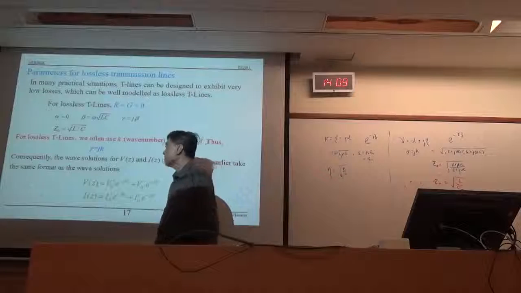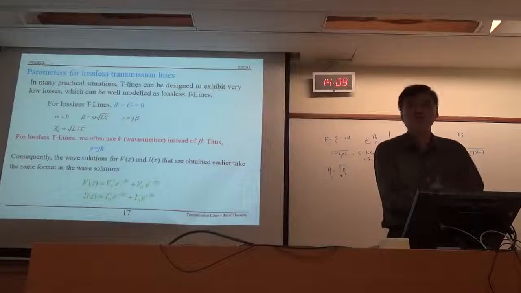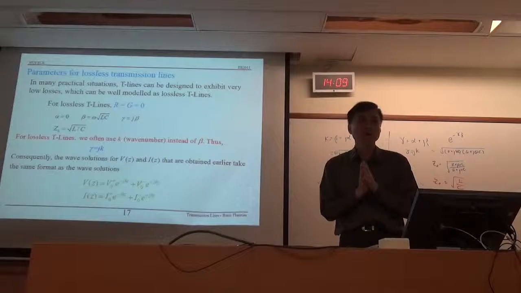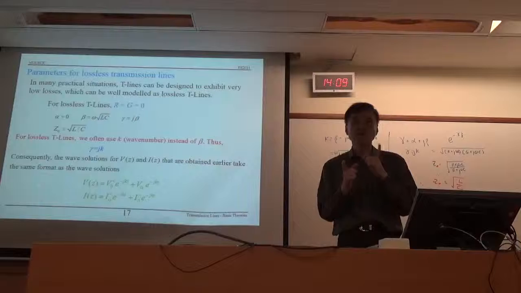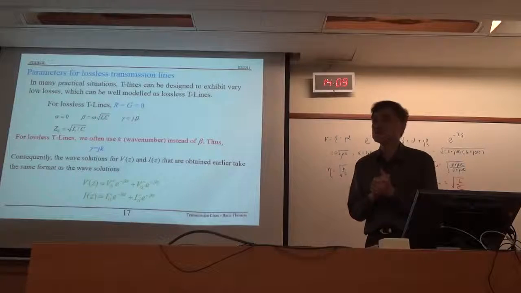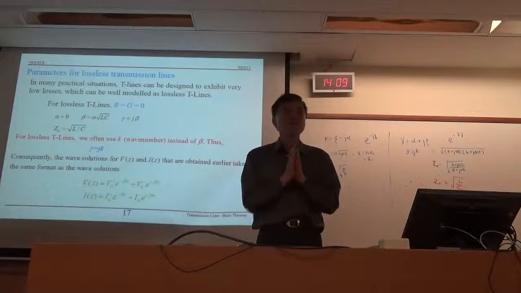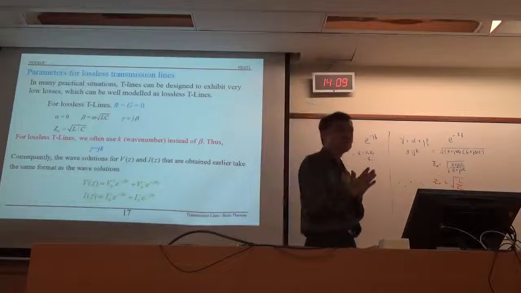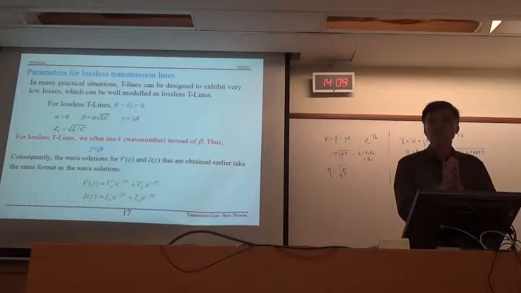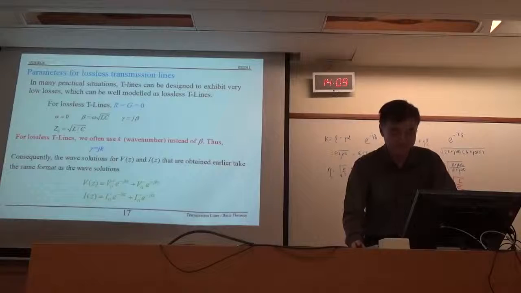Now, at this point, I have a question to ask you. R equal to 0, G equal to 0. R is resistance, G is conductance. Resistance equals 1 over conductance. So R equal to 0 means G equal to infinity, and G equal to 0 means R equal to infinity. How do they get to become 0 and 0 at the same time? Under what conditions can they all be 0 at the same time?